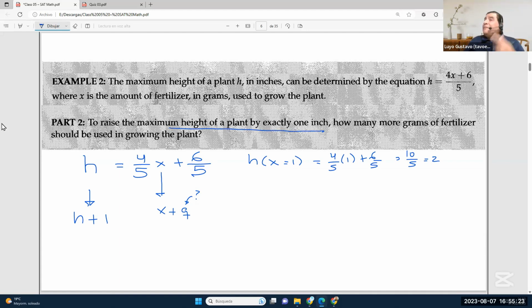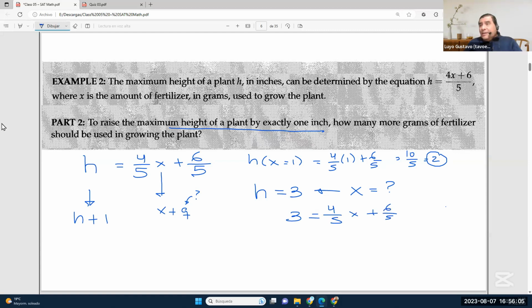So since I want to have 1 more inch of height, that is to say, I want to increase this to 3, right? So 2 plus 1 equals 3. So what would be the value of x? When h equals 3, what is the value of x? This value of x taken away with 1 will give us exactly the value we're looking for. Let's do it like this. So if h equals 3, according to the equation, you would have 4/5 x plus 6/5.